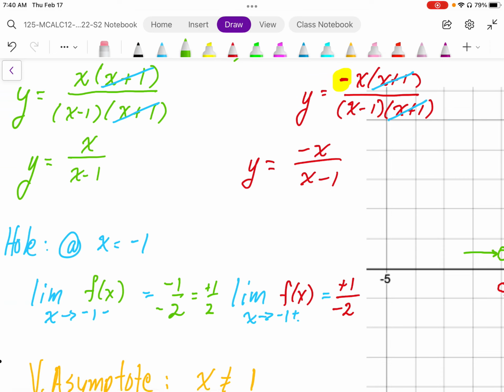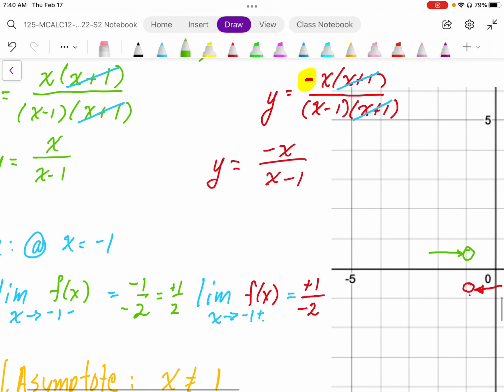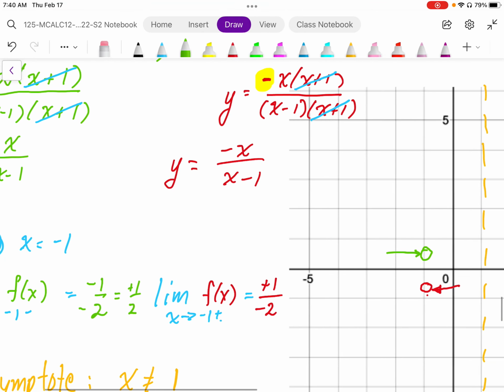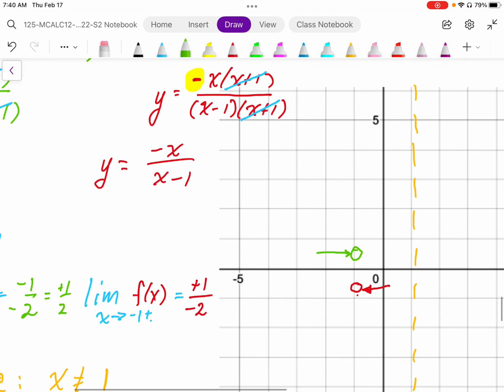So I'm going to end up with -1 on top when I plug the -1 limit in. And in the denominator, I get -1 minus 1, which is -2. Well, that's positive over negative, so that's going to give us -1/2 as my limit. So as I approach from the right-hand side in red, I get -1/2 as my limit.